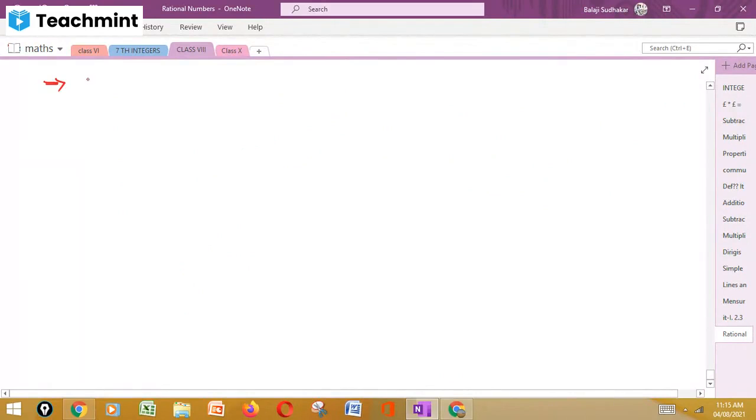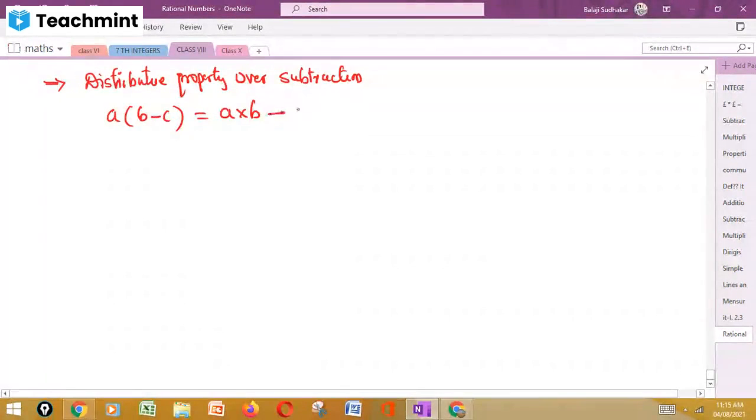Now come to the distributive property over subtraction. Look at this. Here you just have to express this one also in this form: A into (B minus C) is equal to A into B minus A into C. You can express it in this form.